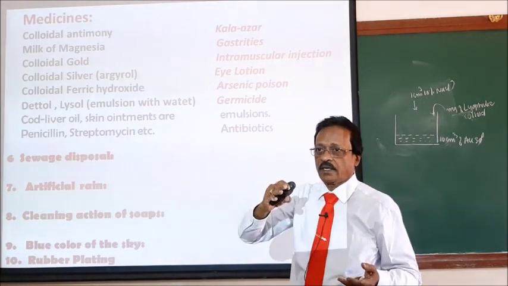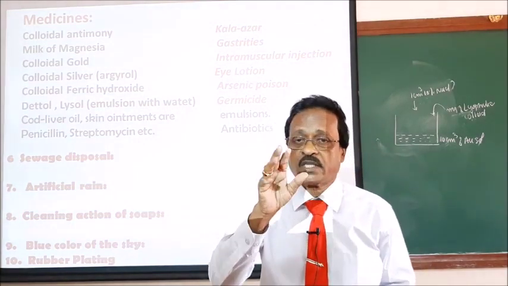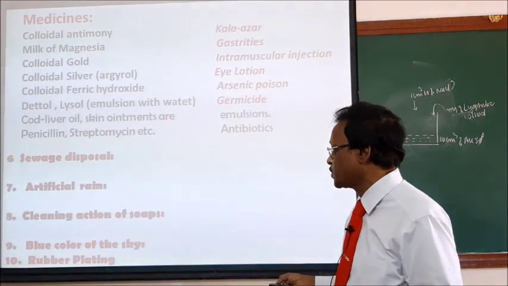Light will scatter. The colloidal particle has the property of scattering the light rays. The scattered light has the wavelength of blue light in the visible region. That's why the sky appears blue.